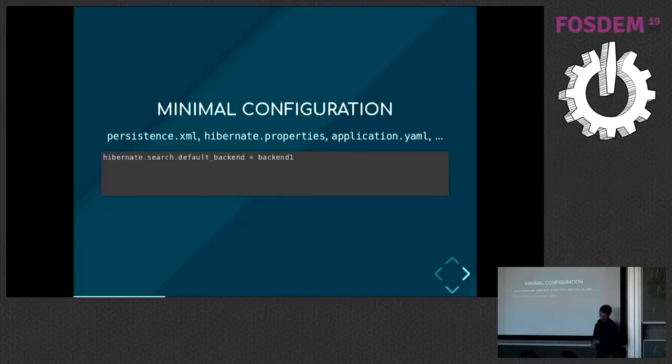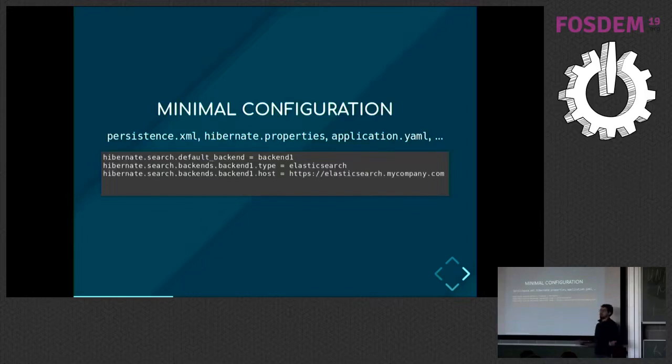So in Search first, you'll define a backend. You'll give it a name. Here it's backend 1. You say your backend will be the default backend for all your entities. Then you say that your backend type is Elasticsearch. We support Elasticsearch, but also embedded Lucene mode. So you have to choose something. Then, of course, you have to tell us where to find your Elasticsearch cluster. And optionally, if you have authentication enabled, how to authenticate.